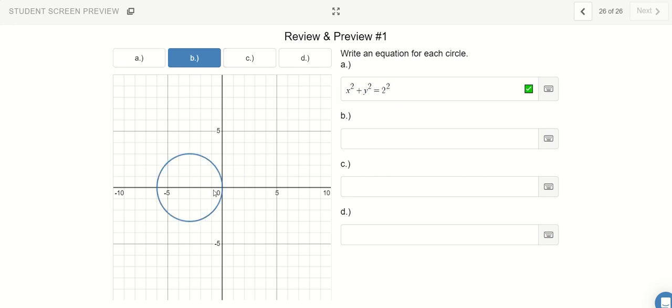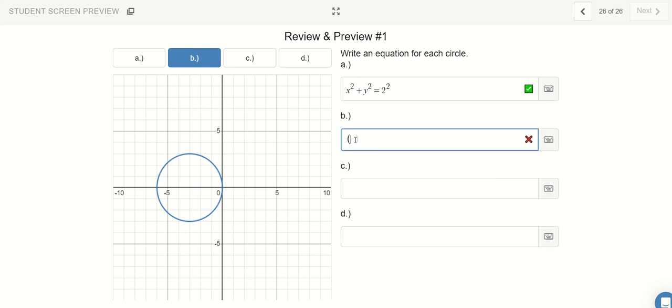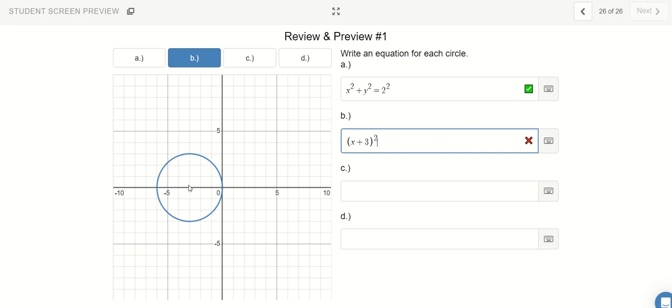Okay, see, this one is shifted to the side. Left 3 means plus 3. Oops, x plus 3 squared. It's not shifted up or down, so it's just regular y squared. Or you can think of it as y plus 0, right? It doesn't shift it up at all. I'll just leave it as y squared equals the radius, 1, 2, 3, 3 squared.